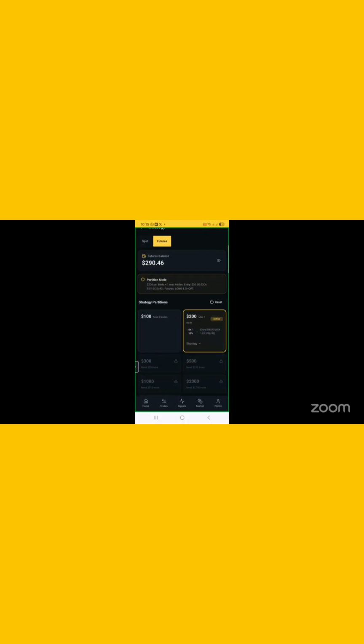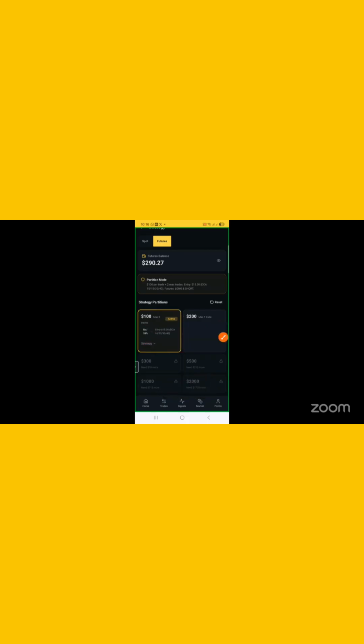So how do you select a partition? You select a partition by just tapping on it like this. You tap once, and then the strategy will be selected. Right now, let me tap there, and you see strategy selected or strategy updated. So you can see now the yellow round ribbon has changed from 200. It is now back to 100, which means the $100 strategy is selected.